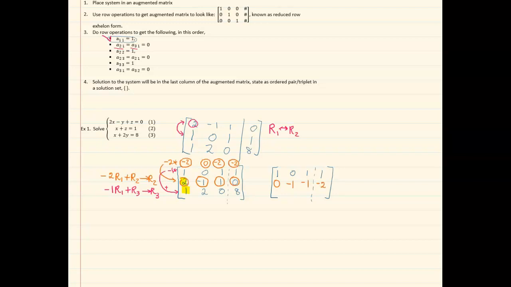So I'm going to get my red pen, and we're going to do something similar to that, except this time we're going to multiply row 1 by negative 1.